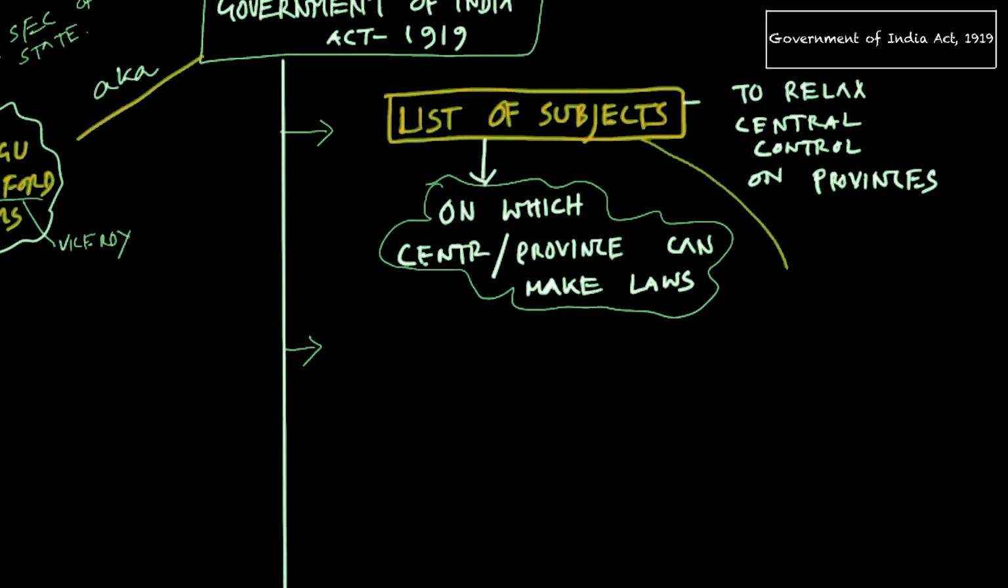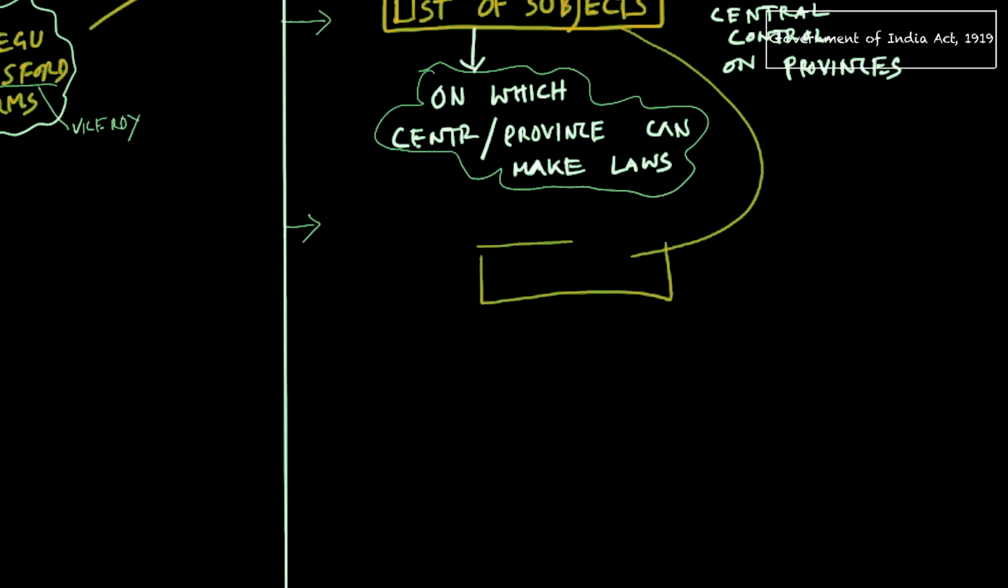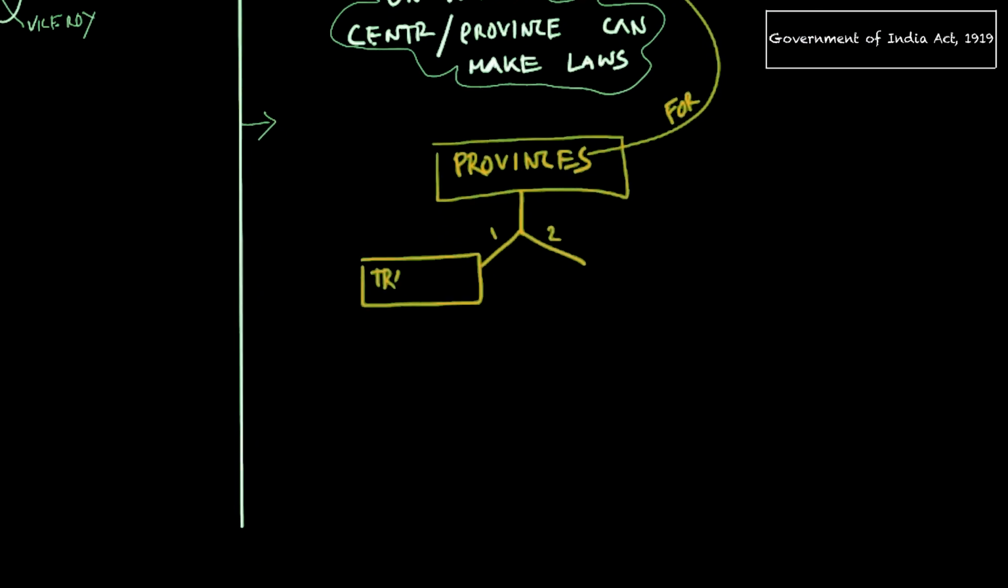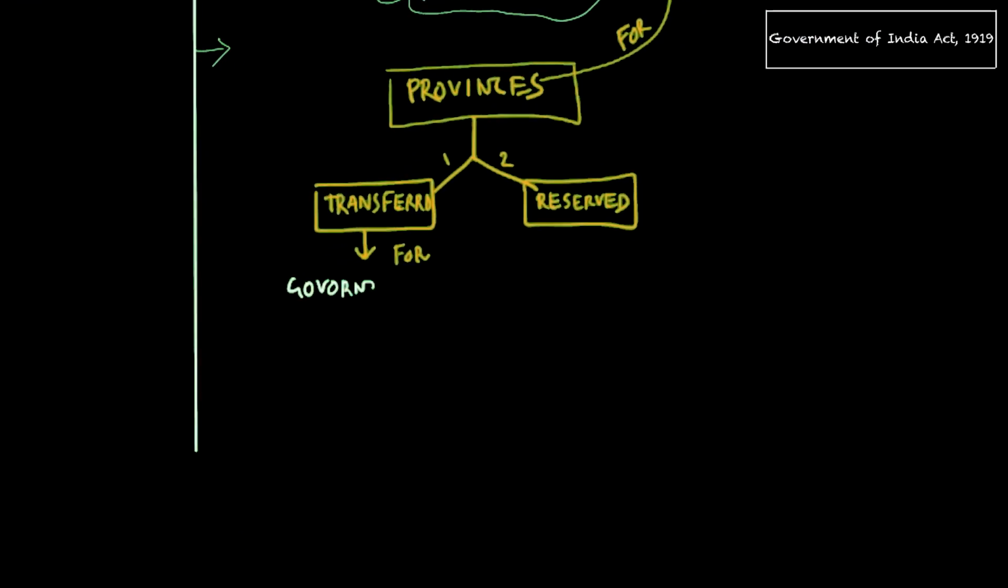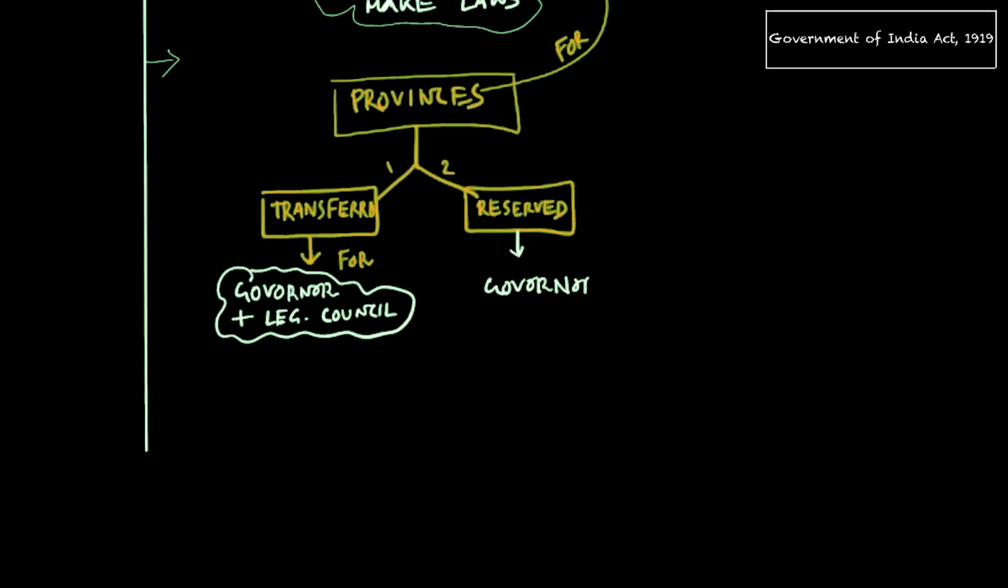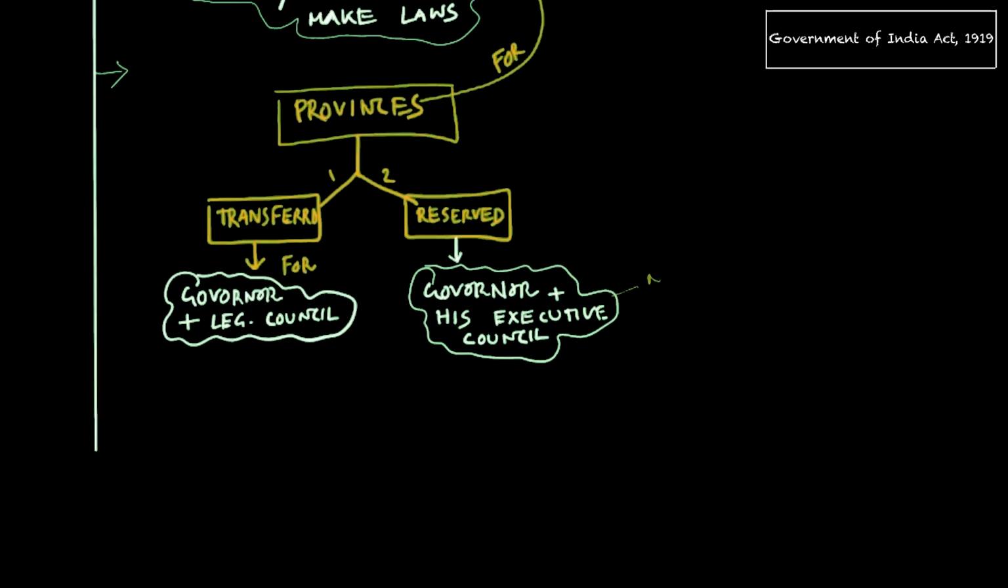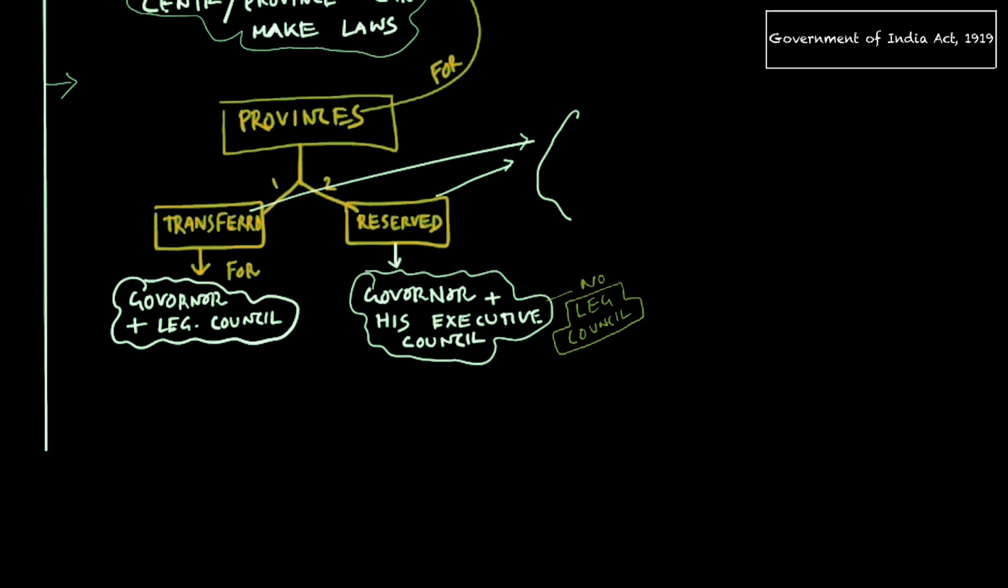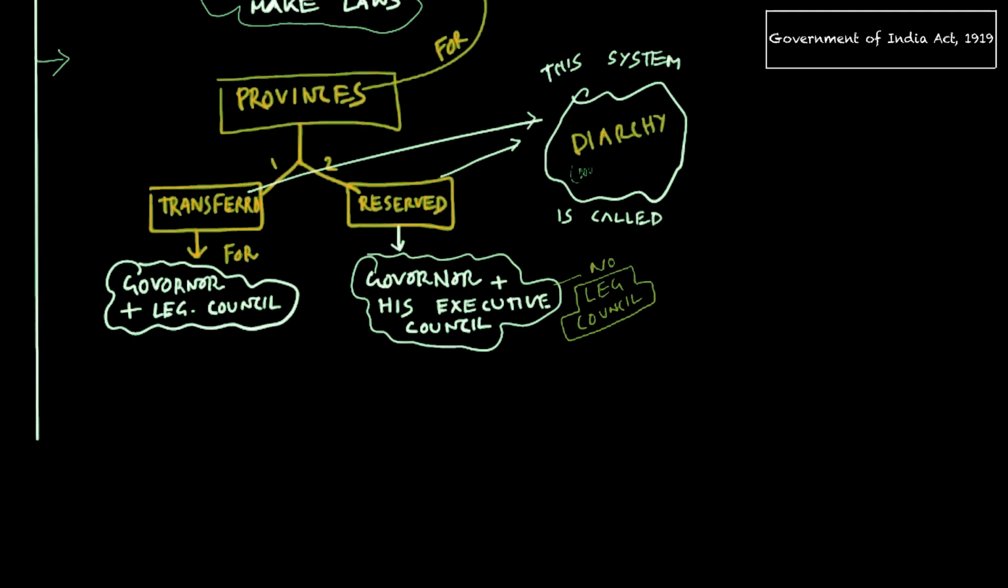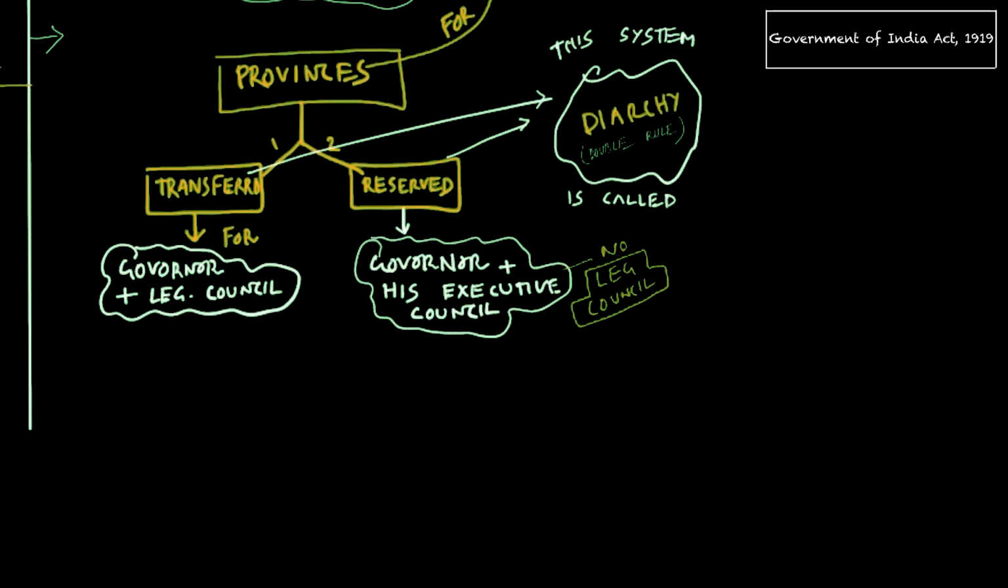However, the structure of the government continued to be centralized and unitary. It further divided the provincial subjects into two parts, transferred and reserved. The transferred subjects were to be administered by the governor with the aid of the ministers responsible to the Legislative Council. The reserved subjects, on the other hand, were to be administered by the governor's Executive Council without being responsible to the Legislative Council. The dual scheme of government was then known as diarchy, derived from a Greek word.